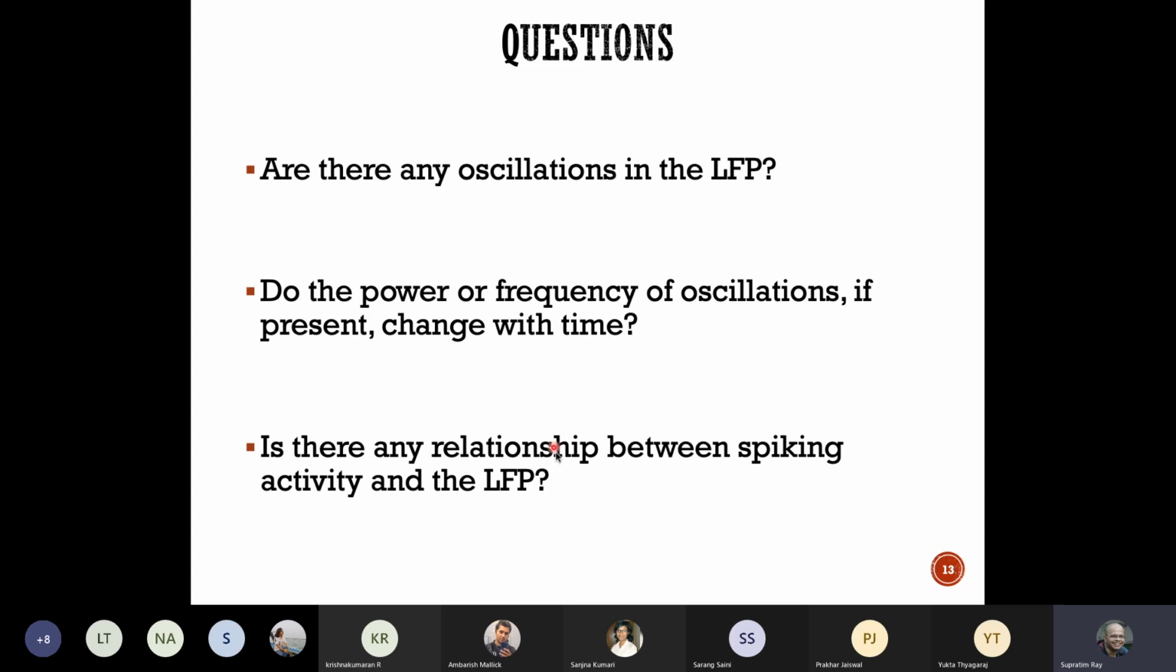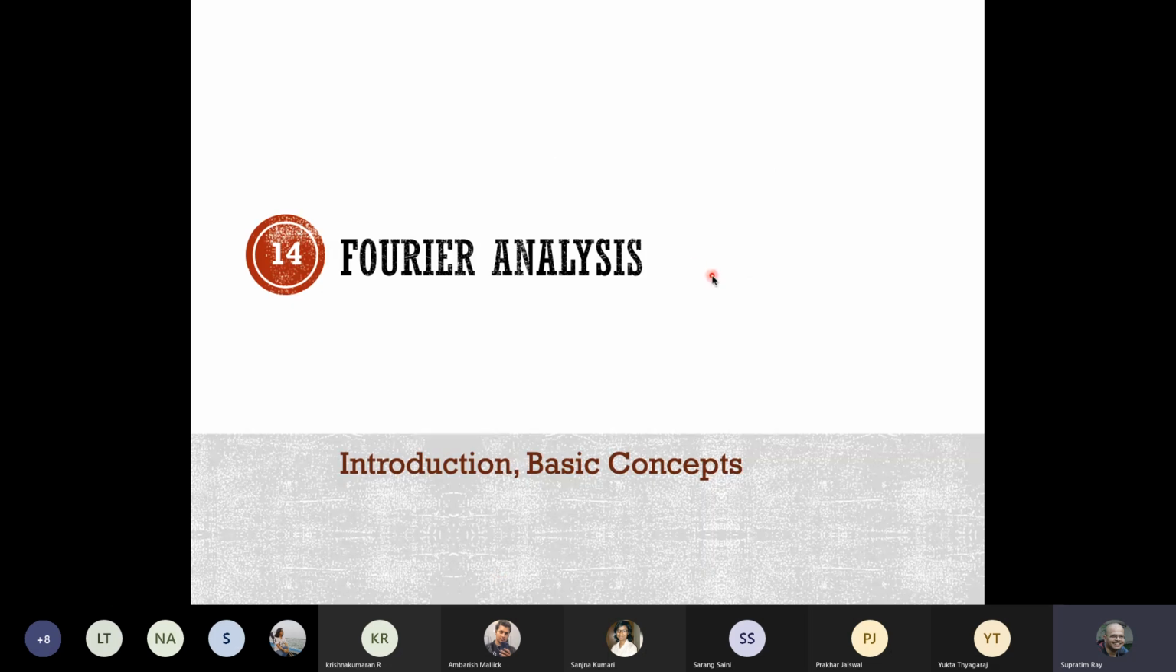And finally, is there any relationship between the spiking activity and the local field potential? We'll look at several ways of relating spiking and LFP. This is the stuff that we'll do in the next maybe 12 odd classes. It's a lot of theory that needs to be built, but it will all be related to these questions. So let's go ahead now and talk about the analysis that is done in order to answer these questions. This takes us to the domain of Fourier analysis, which I will discuss now.